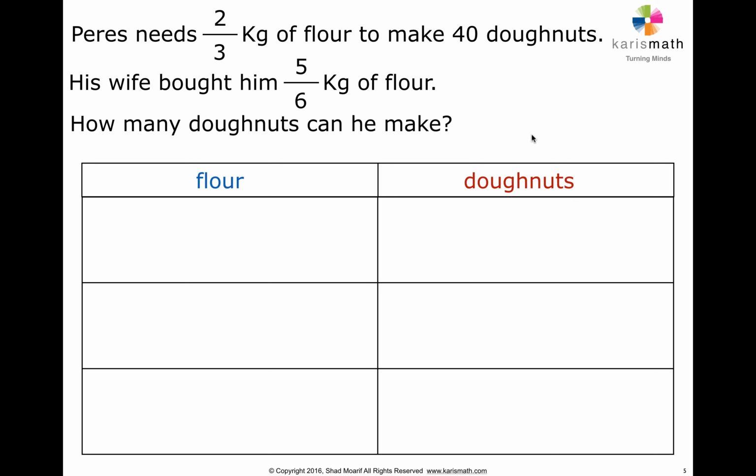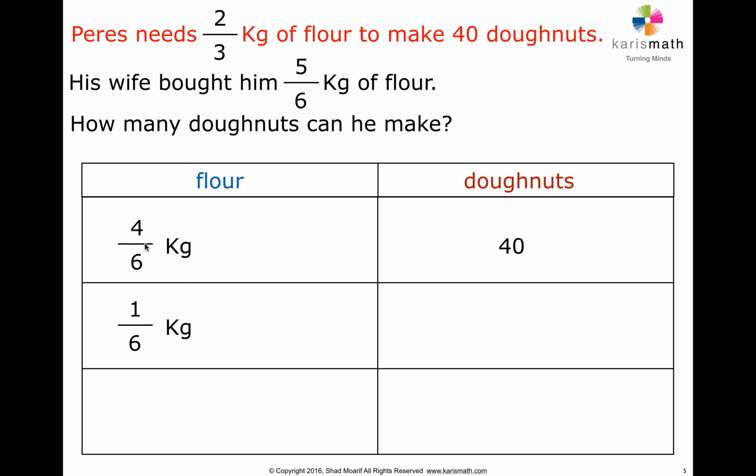Well, we can use a grid where you've got flour and donuts. You've got two things, flour and donuts. Now let's put in the information. He needs 2/3 kilogram of flour to make 40 donuts. So let's put 2/3 kilograms here, and 40 donuts is what we get from 2/3. So we put it in a line so that we know this relates to that. Okay, now 2/3 also means 4/6 kilogram. So it's easy to think in terms of 4/6 because his wife bought him 5/6.